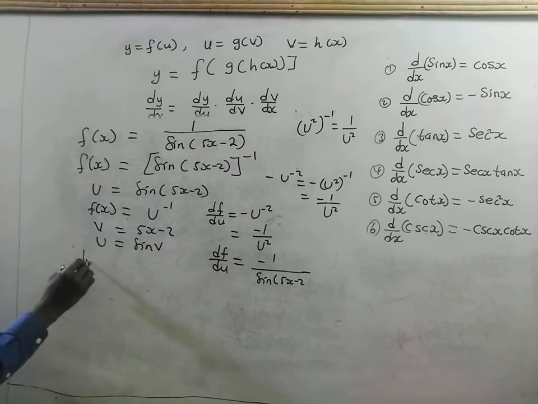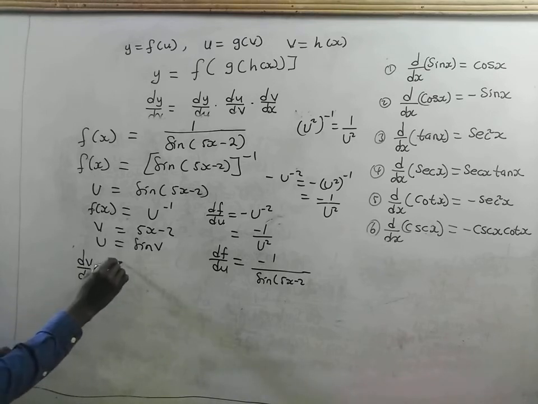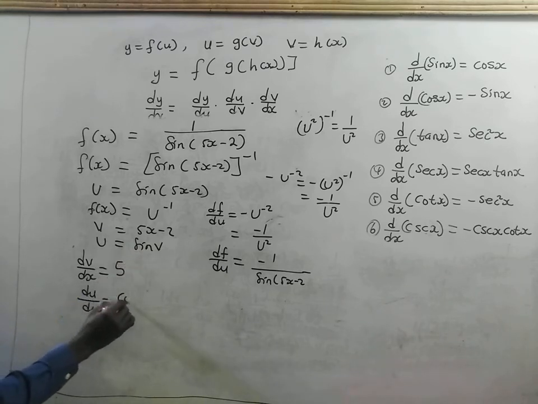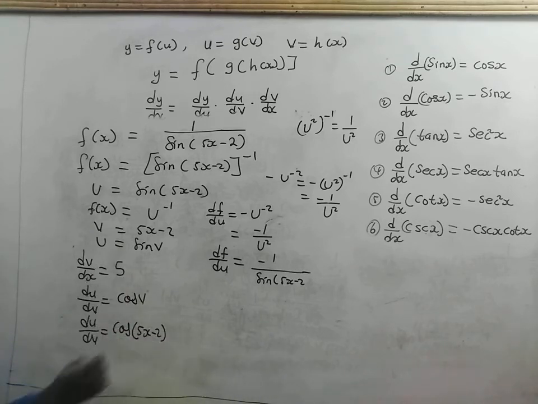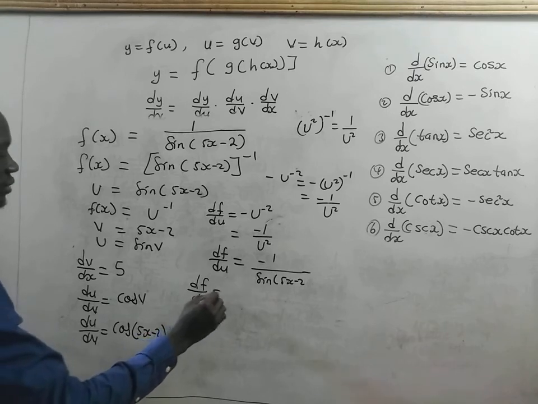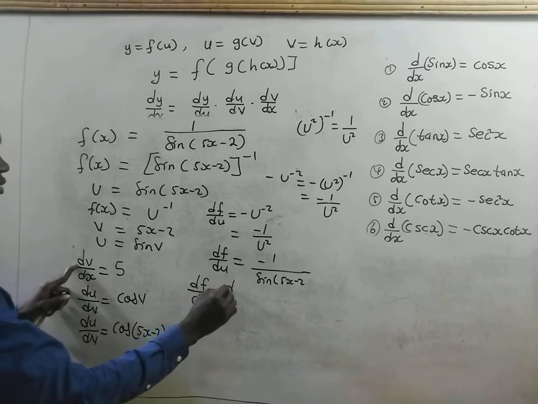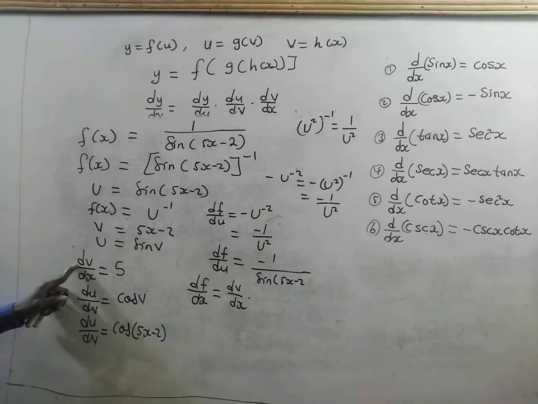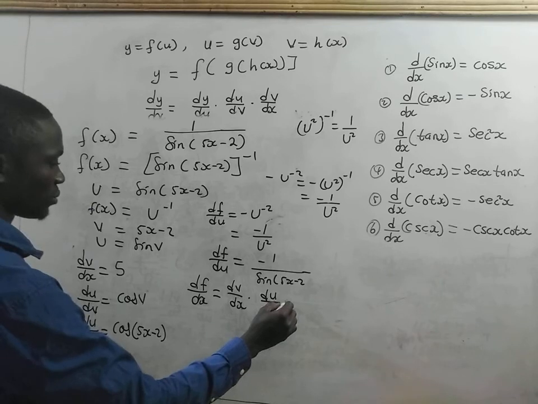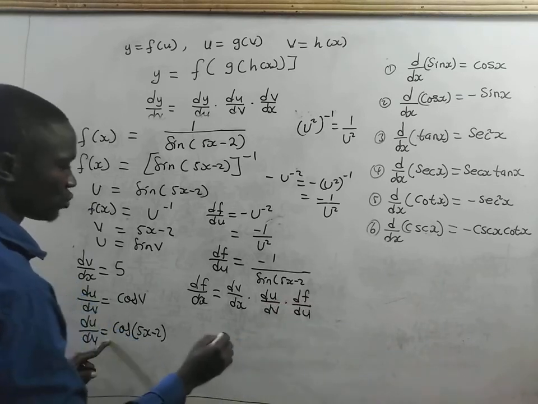Now, if I take dv on dx, if we differentiate 5x, we get 5. If we differentiate negative 2, it's a constant, so you get 0. If I take du on dv, if we differentiate sine of v, you get cosine of v. Derivative of u with respect to v is equal to cosine of v. And what is v? v is 5x minus 2. So now I can find the derivative of f with respect to x, which is f prime of x. Take the simple one first: dv on dx times du on dv times df on du.